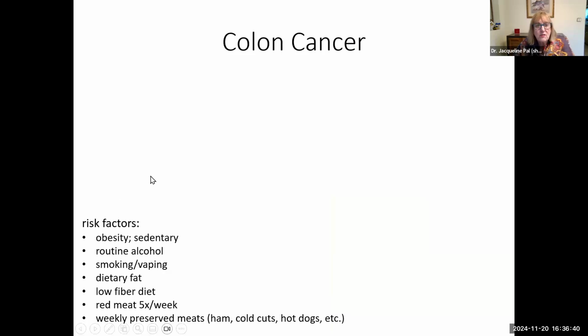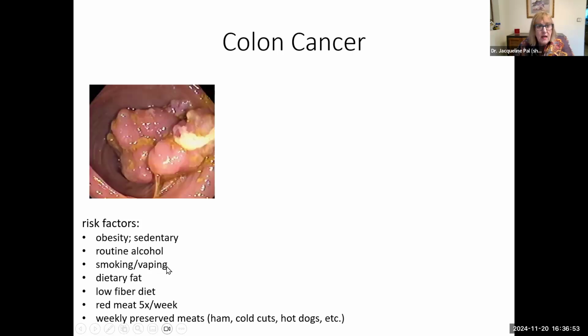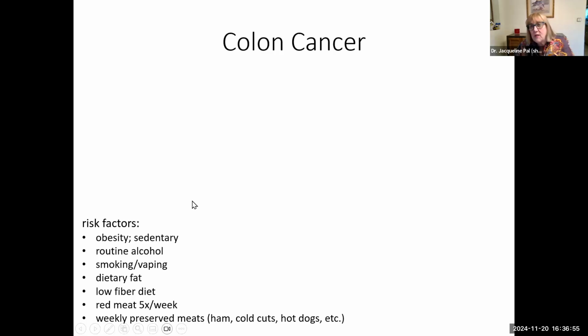The normal risk factors still apply: obesity, a sedentary lifestyle, alcohol intake. We know our young people have a much higher alcohol intake than the older people. Smoking and vaping, dietary fat, a low fiber diet, red meat 5 times a week. Become vegetarian. Your colon will thank you. Weekly preserved meats: are you having ham, cold cuts, hot dogs, salami, any of those things more than once a week? That's a risk factor. Bacon. All you bacon lovers out there, it's a risk factor for colon cancer.